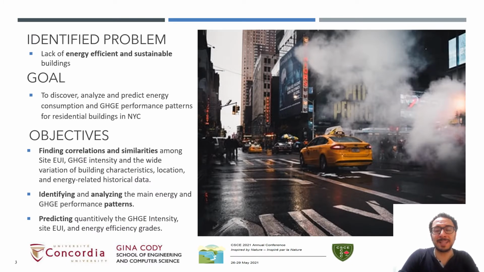The identified problem that this study aims to tackle is the lack of energy efficient and sustainable buildings, with the main goal of discovering, analyzing and predicting energy consumption and greenhouse gas performance patterns for residential buildings in New York City, with three major objectives. The first one is to find correlations and similarities among site EUI, greenhouse gas emission intensity, and the wide variation of building characteristics, location, and energy-related historical data. The second one is to identify and analyze the main energy and greenhouse gas performance patterns. And the third one is to predict quantitatively the greenhouse gas emission intensity, site EUI and energy efficiency.